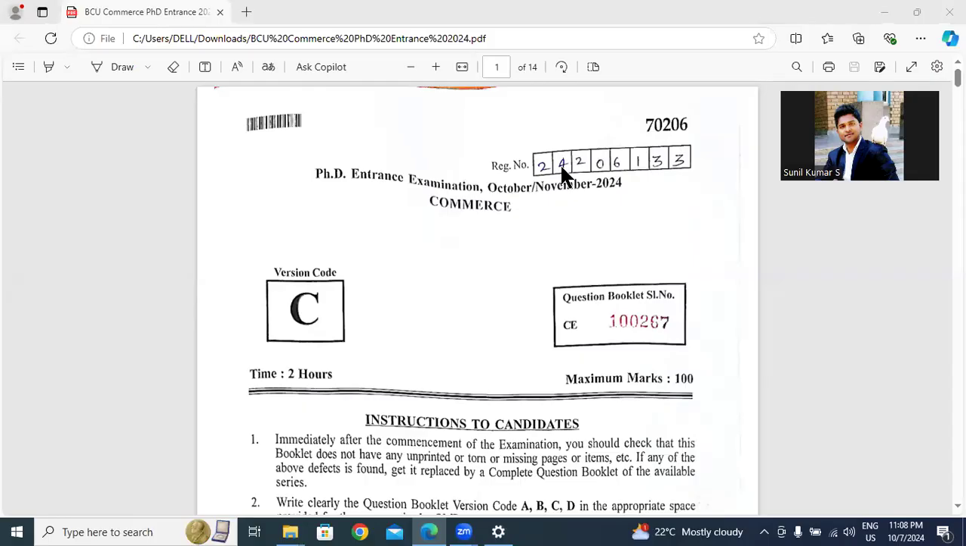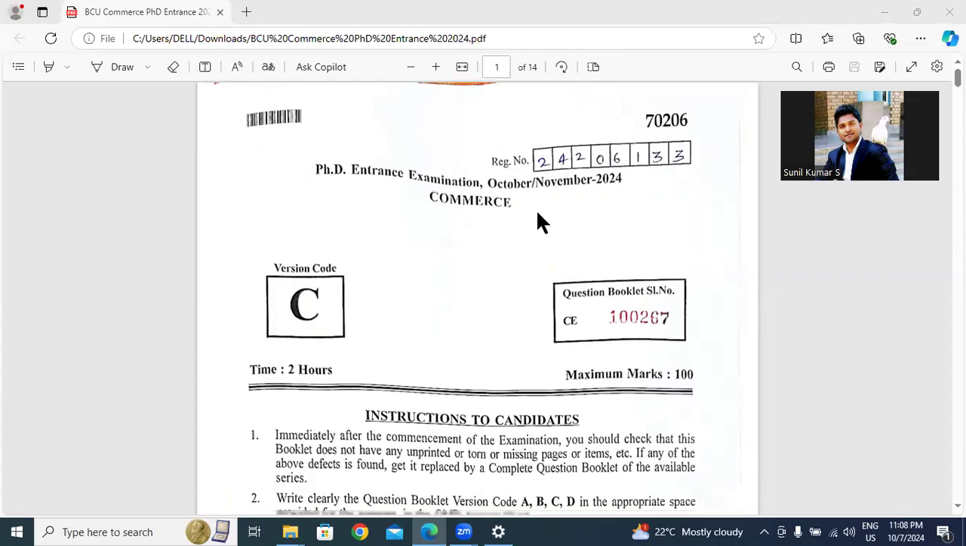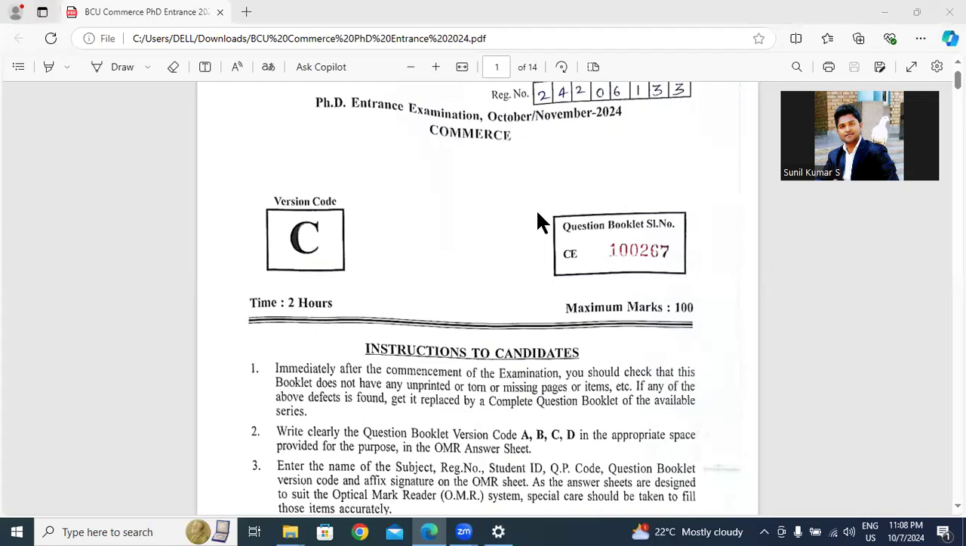PhD Entrance Examination October-November 2024 Commerce Subject, Bangalore City University. Welcome to the 2024 PhD Entrance Exam Solutions lecture series. Dear friends, in this lecture series we are going to discuss the 2024 November BCU PhD Entrance Exam Commerce paper.